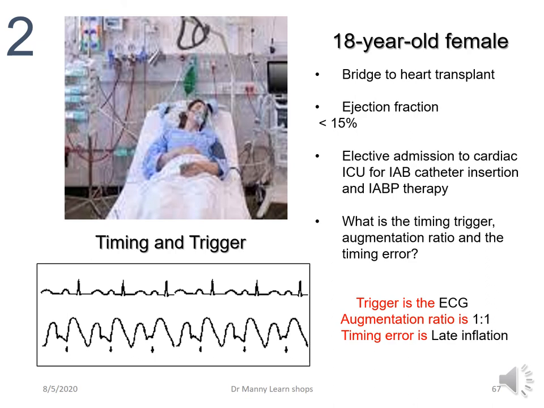The trigger is the ECG. The augmentation ratio is 1 to 1. Inflation and deflation occur with each ECG beat, and the timing error is late inflation. We can see the dicrotic notch. If you can see the dicrotic notch, it's late.